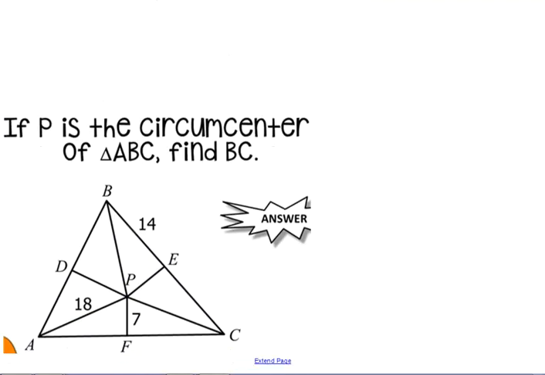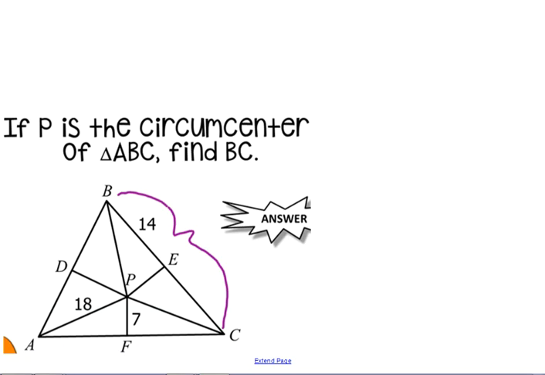All right, another one. If P is the circumcenter of triangle ABC, find BC. So if P is the circumcenter, let's look at our circumcenter. Circumcenter was created by perpendicular bisectors. Okay, perpendicular bisectors. So if I've got to find BC, I'm finding this entire side of the triangle.